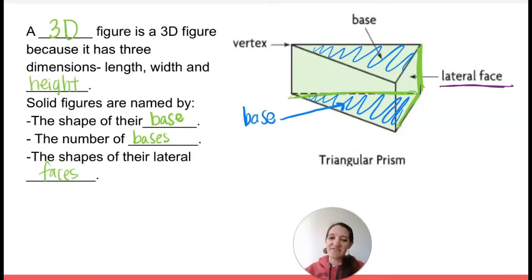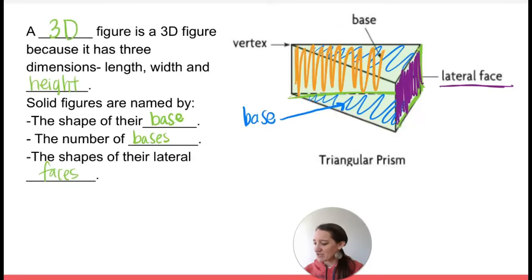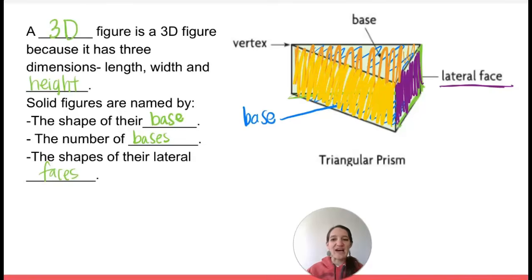Okay, and then we have faces. The lateral faces are what comes out of the base, or what connects the 2 bases. So we can say that this figure has a rectangular face right there. It has this face in the back that's orange. You see that in the back? So it has 3 lateral faces: that purple side, the orange side, and the yellow side. Those are called faces because they touch the bases.